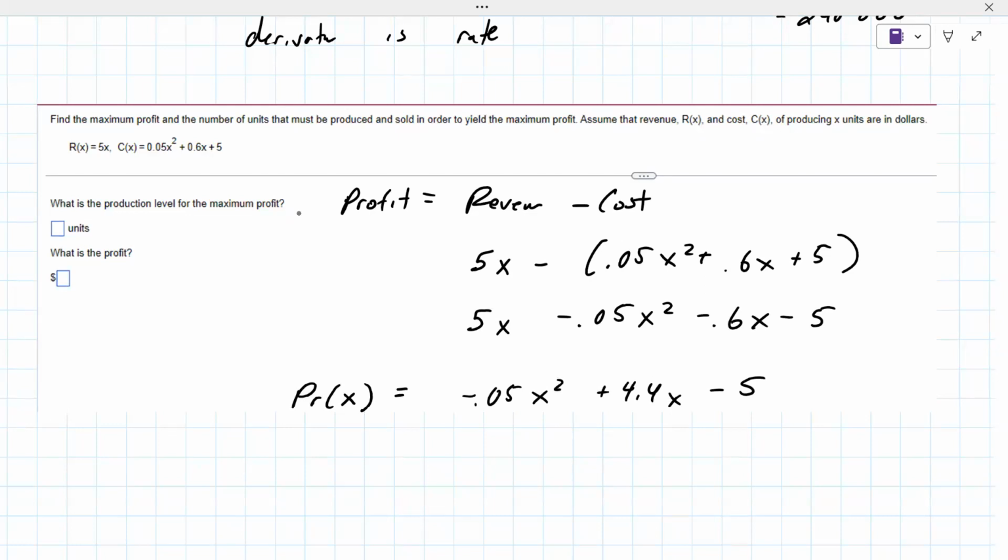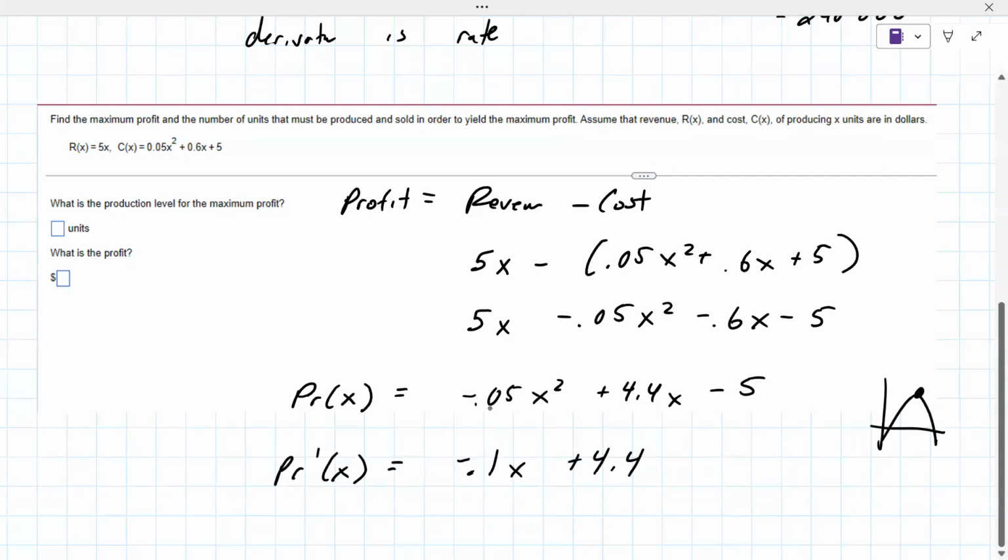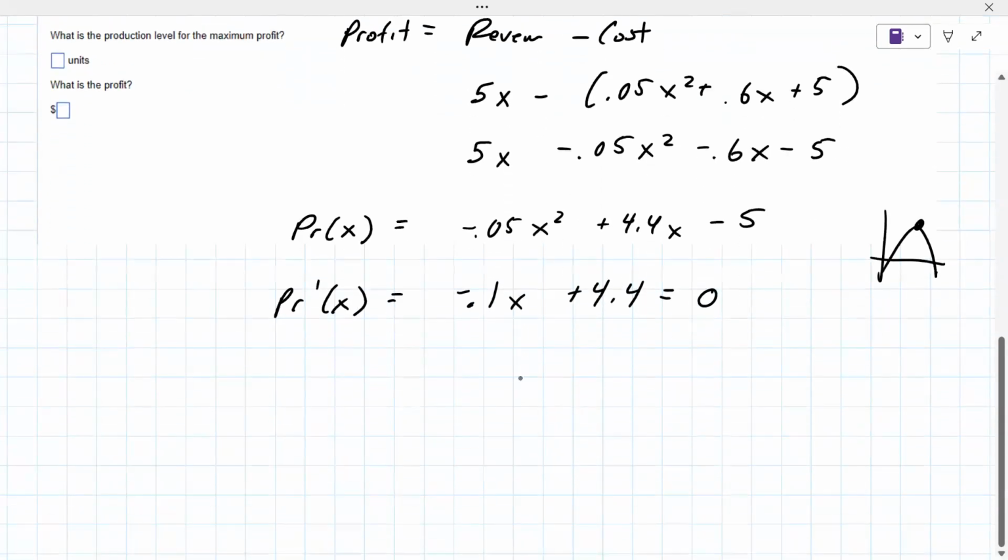From here, there's a couple ways to do it. If you didn't have to show work, we would just graph this and then find the peak right there. But you're in a calculus class, you have to take a derivative. So your derivative here, you get power rule. 2 times 0.05 minus 0.05 is minus 0.1x plus 4.4 equals 0. So you set your derivative equal to 0, and then you solve for x. X ends up being minus 4.4 divided by minus 0.1, which is 44 units.